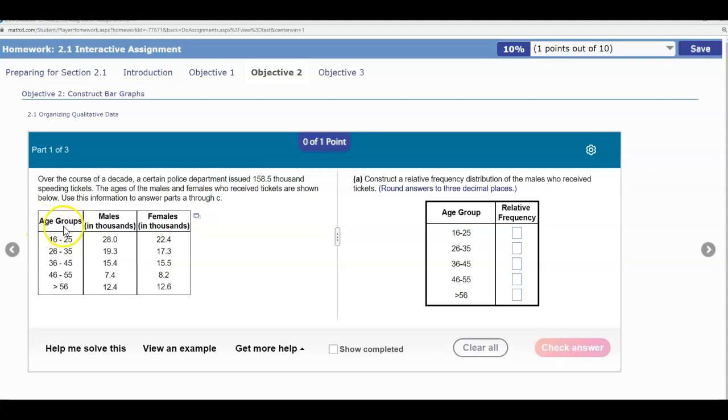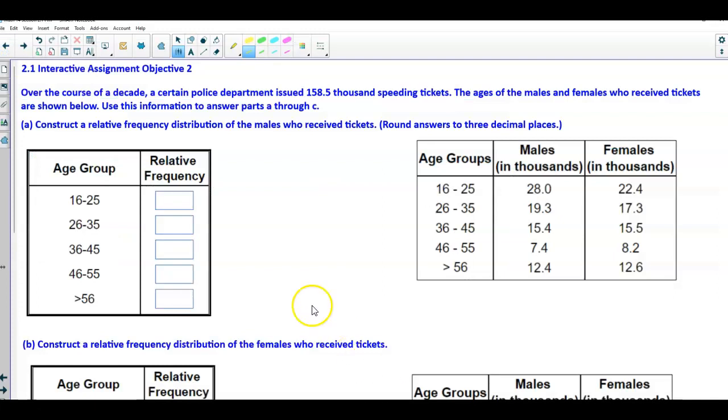So the first column we have the age groups: 16 to 25, 26 to 35, 36 to 45, 46 to 55, and then greater than 56. The next column is males in thousands. The next column is female in thousands. So what we want to do is construct a relative frequency distribution of the males who received tickets. And then we're going to round the answers to 3 decimal places. So let's go ahead and do that.